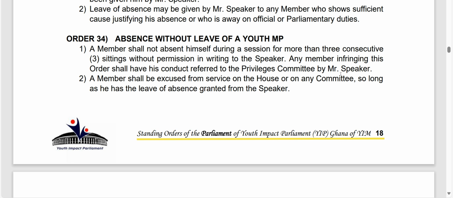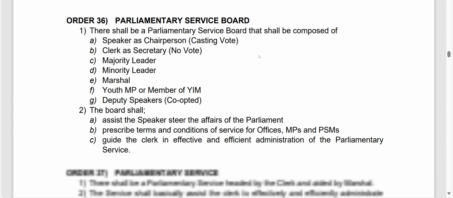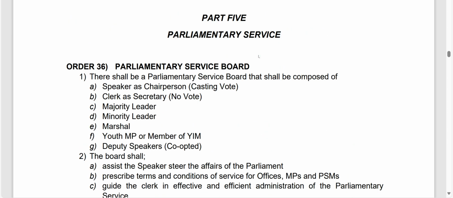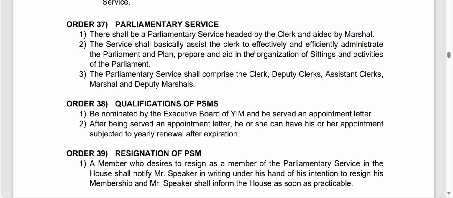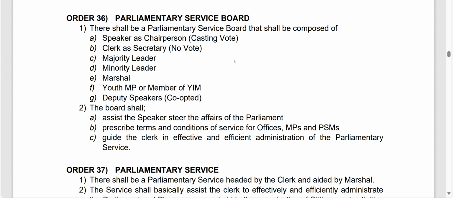Now, as we told you, for those of you who have not been able to come, we have online sittings. After every 2 physical sittings, we do 1 online sitting. And that is to give you the opportunity so that you can attend and not be liable for breaching Order 34. So please, seek permission from the Speaker. MPs can also resign, and you resign by writing to the Speaker. We have a Parliamentary Service Board. Order 30, it is chaired by the Speaker, and they do their things. They actually manage the House. So they are the ones who schedule sittings and communicate with you. It's the Parliamentary Service Board that does that.